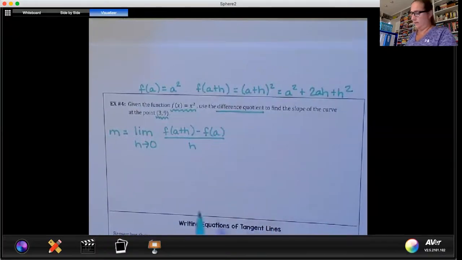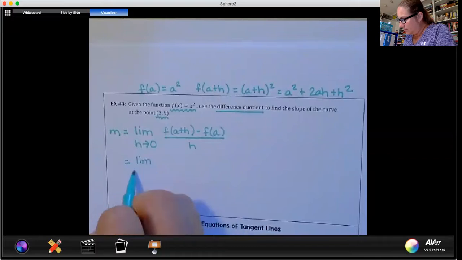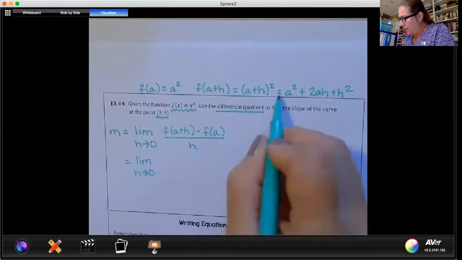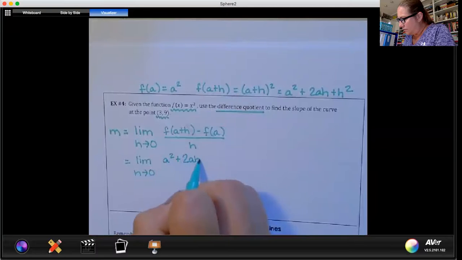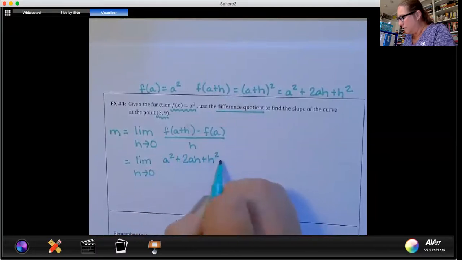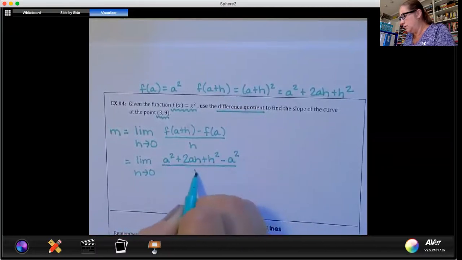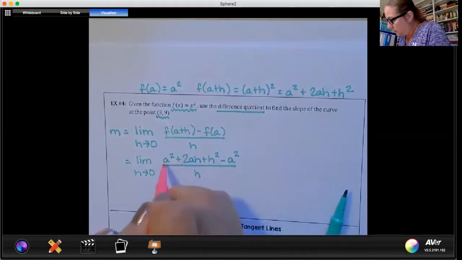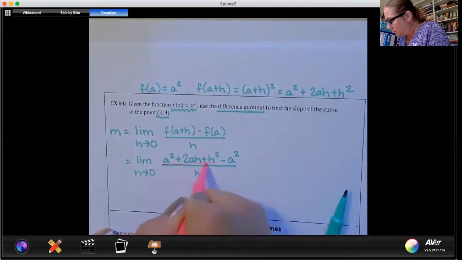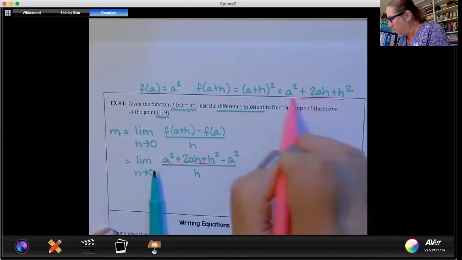So now we're going to plug all that in. So slope is the limit. Don't forget that limit notation. Plugging in a plus h is a squared plus 2ah plus h squared minus f of a, which is a squared, over h. Remember, you're doing your limit. So overall, you want to make sure that that h cancels out. So f of a plus h, we're just going to do some color coding here so you know where things are coming from.